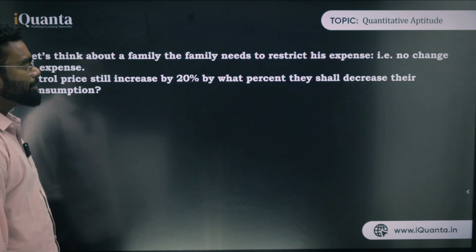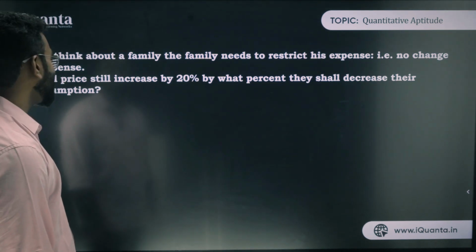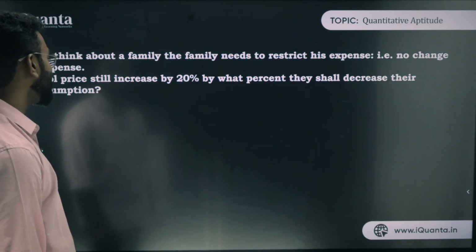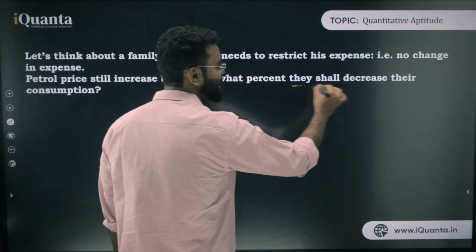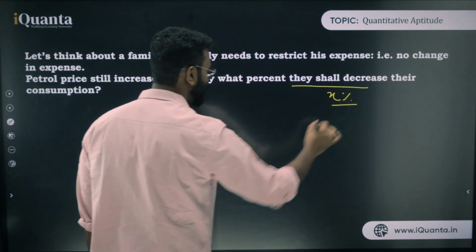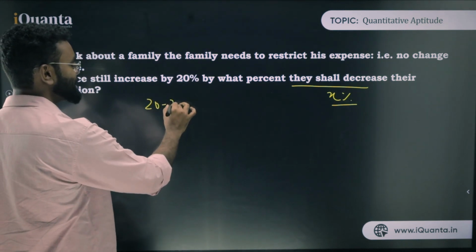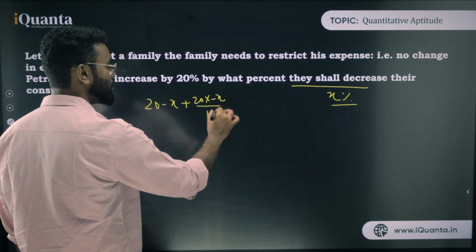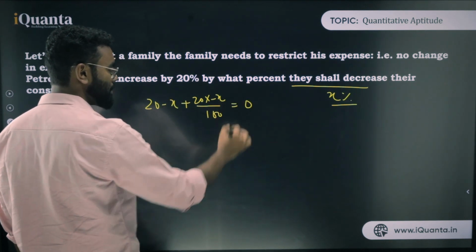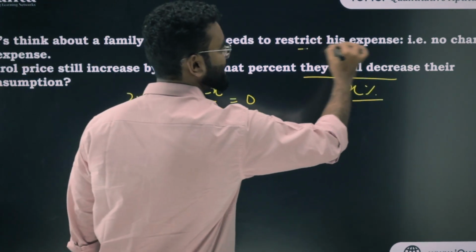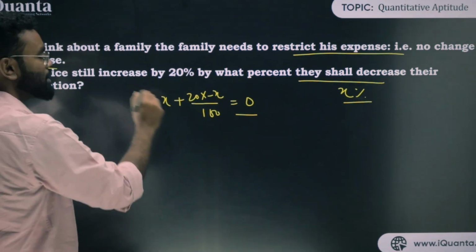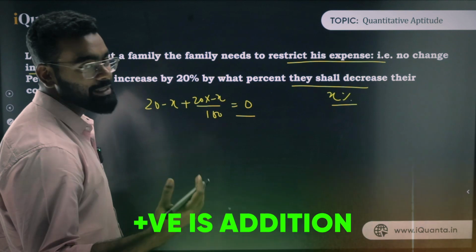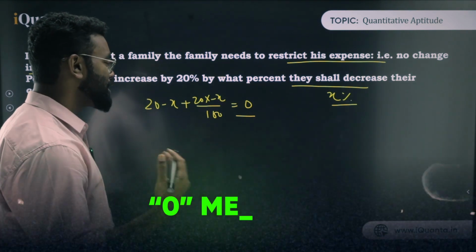Now think about the family has to restrict their expense, that is no change in expense. So petrol price still increases by 20%, to what percent should they decrease their consumption? So think about it, they shall decrease their consumption by let's say X percent. Can I write 20 minus X plus 20 into minus X upon 100 is equal to 0? Why 0? Because there is no change in expenses. 0 is no change. Positive is addition, negative is subtraction, 0 is no change.